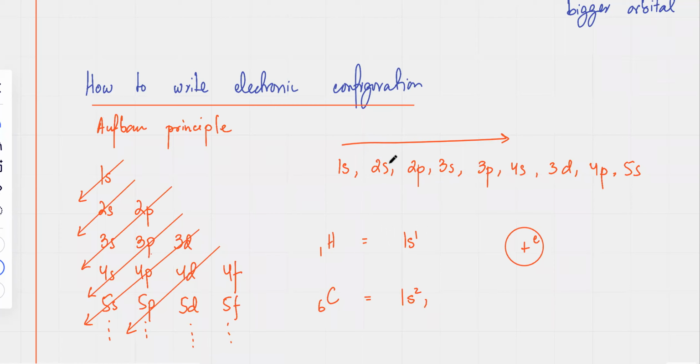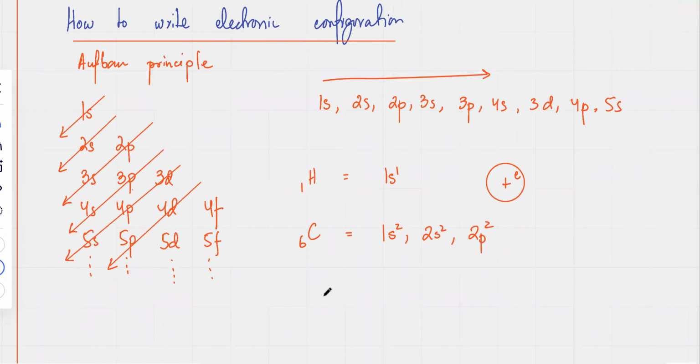This 2 doesn't mean that there are 2 s orbitals. It just means the energy level. There's a 2s orbital with the energy level of the second shell, which means that it's more energetic compared to the 1s. So after the 1s, there's 2s, and that can have a maximum of 2 electrons as well. And after 2s, you have the 2p subshell. How many electrons are we left with? We're left with just 2. So it's going to be 2p2. That's my electronic configuration for this.